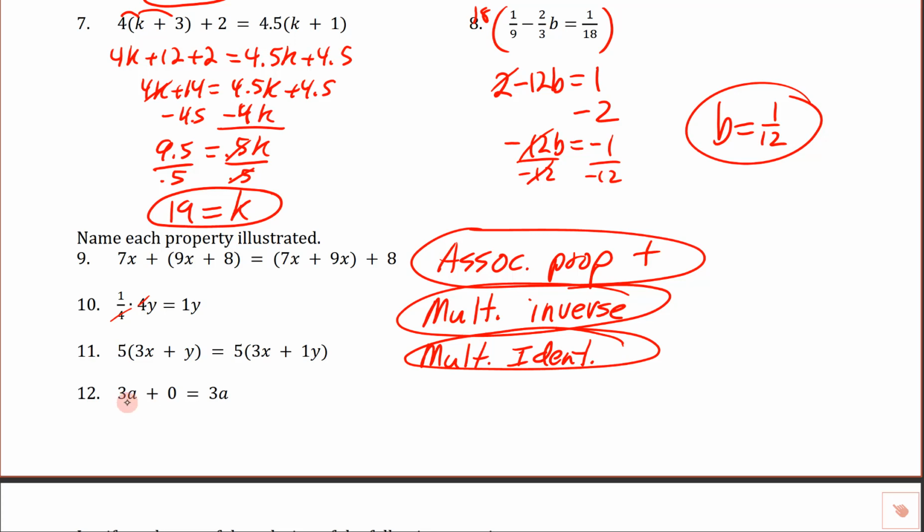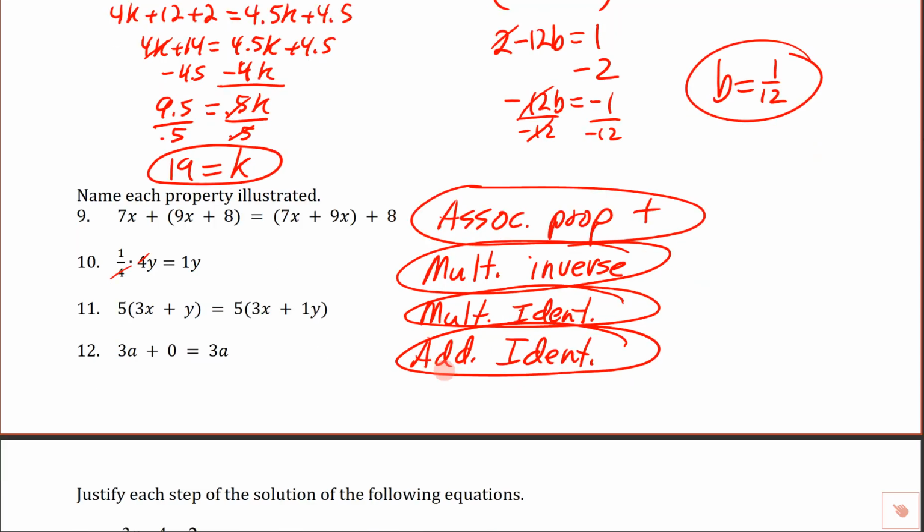And we've got 3a plus 0 equals 3a. So similar to the idea right here, when we add 0, that doesn't change the number at all. It keeps its identity. So that's called the additive identity. So I'm going to write additive identity, add ident, and we'll circle that, and that'll be our answer.